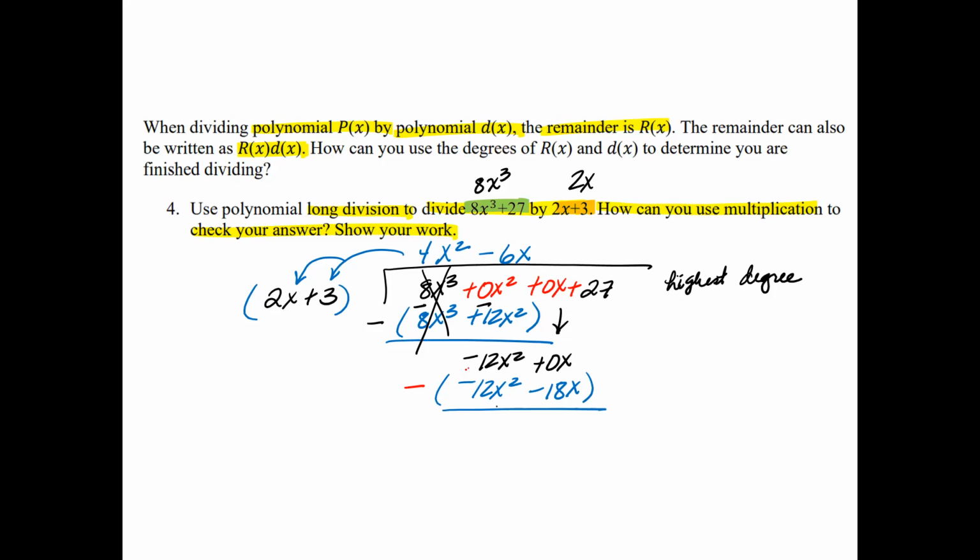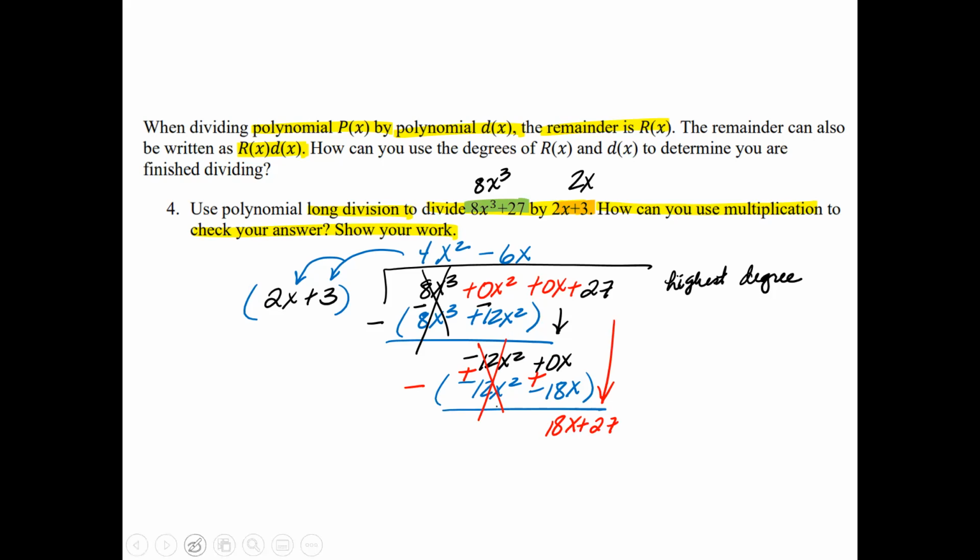Okay, so then that becomes a positive, that becomes a positive. So then guess what? Your 12x squared cancels, which is exactly what you want. You want to cancel every single time, okay? But 0 plus 18x is a positive 18x. Be very careful with the negative signs, okay? And then you bring down the 27. We're almost there, you guys.